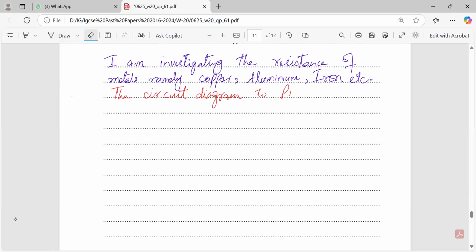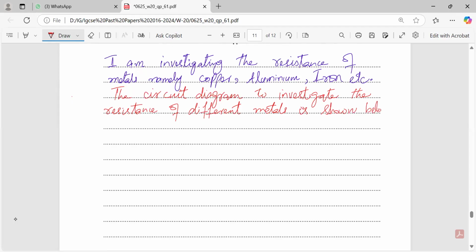To investigate the resistance of different metals, the circuit diagram is as shown below. See, power supply. To start with the power supply, two small circles like this. Don't forget to enter a switch.